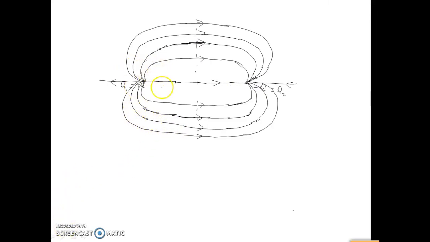So we can complete the field lines. Approximately it will look something like this. We can observe that the field lines are starting at plus Q and terminating at minus Q, and the magnitude of the field intensity here is more because the density of the field lines is more here, whereas the electric field intensity here is less.